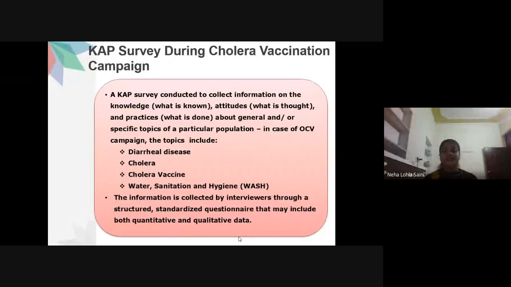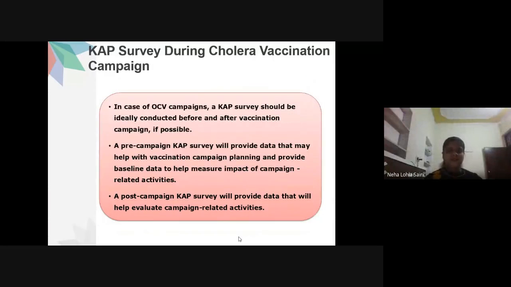Then the information is collected by interviewers through a structured, standardized questionnaire that may include both quantitative and qualitative data. In the case of oral cholera vaccination campaigns, a KAP survey should ideally be conducted before and after the vaccination campaign, as we discussed earlier about when this has to be conducted. So when we see this topic, cholera vaccination, then as researchers we should conduct it both before and after the vaccination campaign, so that we can compare the impact of vaccination and the impact of the knowledge we have given them during our intervention period.